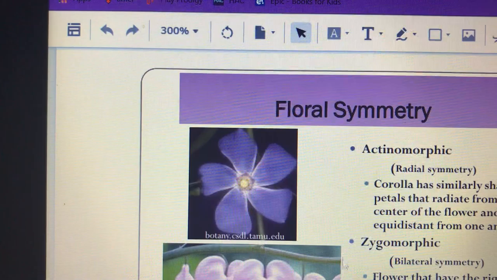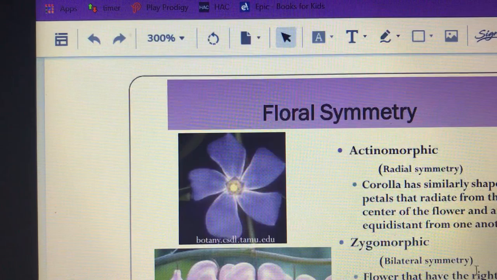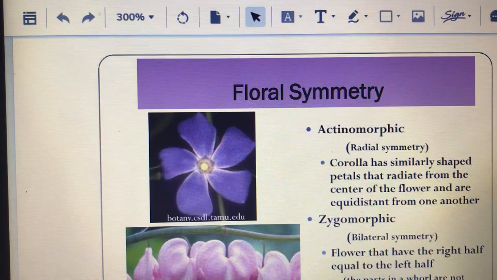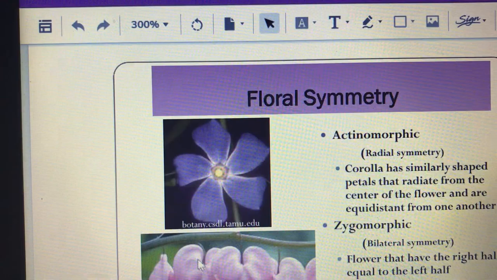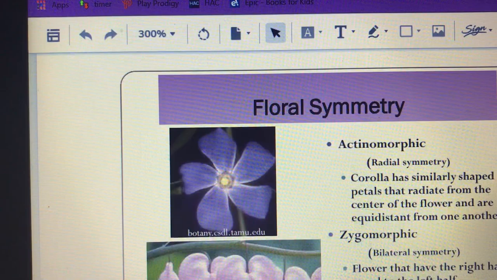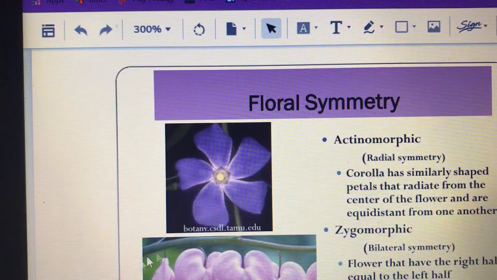Okay, now there's also zygomorphic. So zygomorphic is what we call bilateral symmetry, and in a flower like that, the right half should be equal to the left half. Okay, the parts in a whorl are not similarly shaped. So this is an example of zygomorphic, where the right and the left sides of the flower are equal to each other. And this is an example of bilateral symmetry.